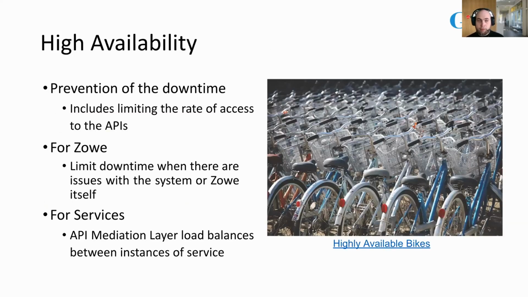As for high availability, the main goal obviously is to prevent downtime. This means two things. One is that when there is a problem with a specific LPAR, it's not going to impact the whole system. The other is that if you want to upgrade either a specific service or Zowe itself, it should be possible to do this without downtime. So ideally, we would get to six nines of availability, or maybe even more.